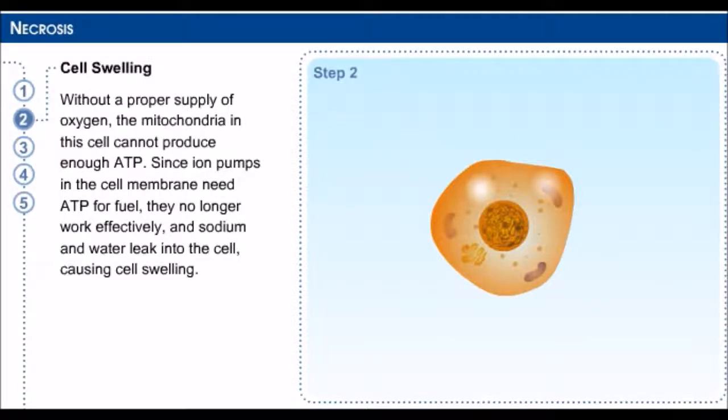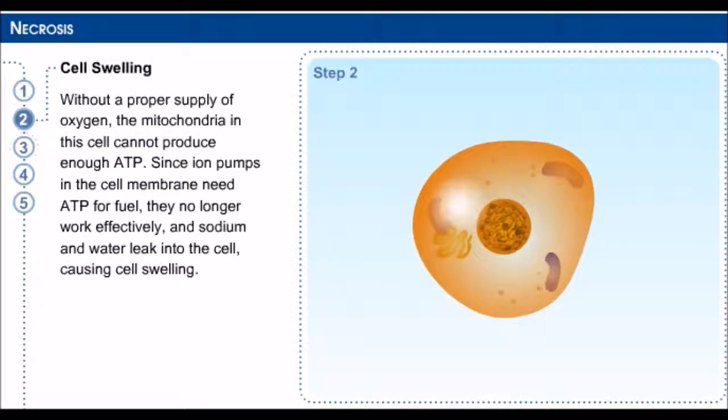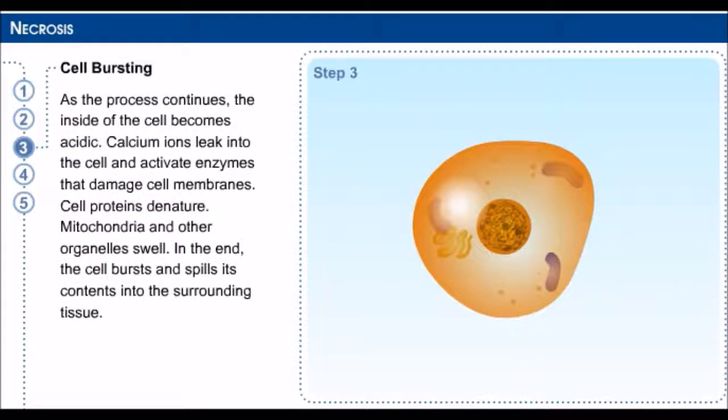Without a proper supply of oxygen, the mitochondria in this cell cannot produce enough ATP. Since ion pumps in the cell membrane need ATP for fuel, they no longer work effectively, and sodium and water leak into the cell, causing cell swelling. As the process continues, the inside of the cell becomes acidic.